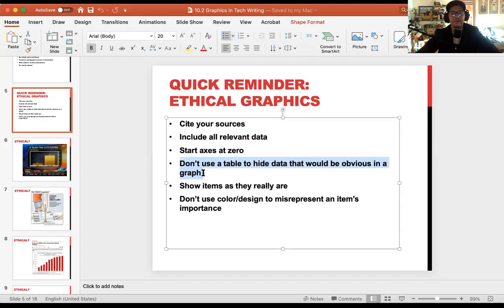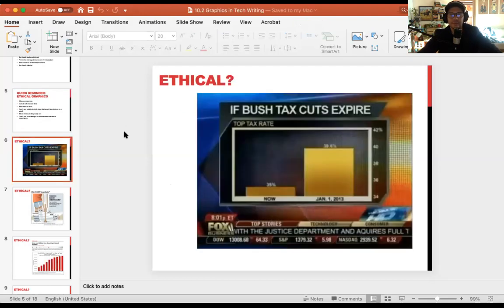And that goes with the design too. Don't use color or design to try to misrepresent or hide information, like putting some bad information in really small text so you can hardly read it, something like that. Let's look at a couple examples.